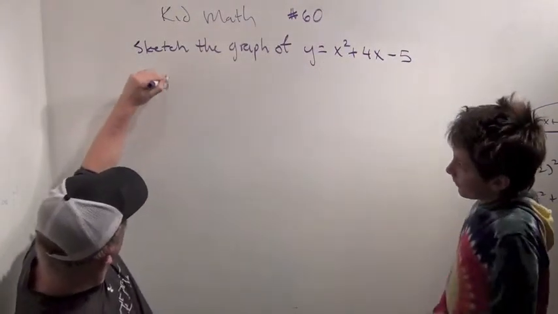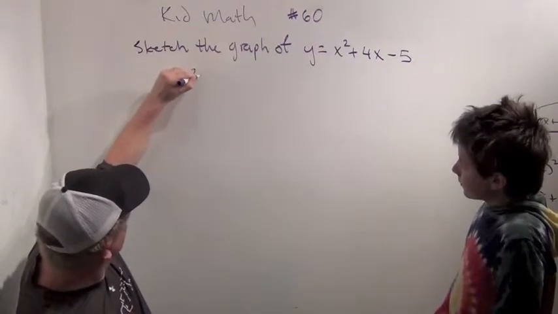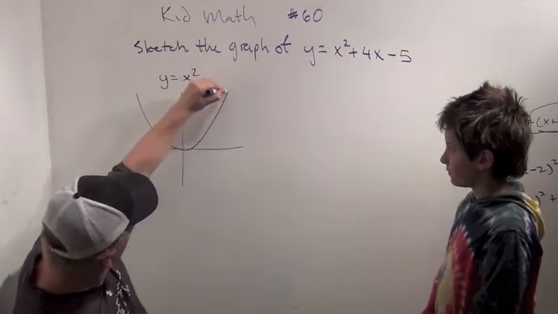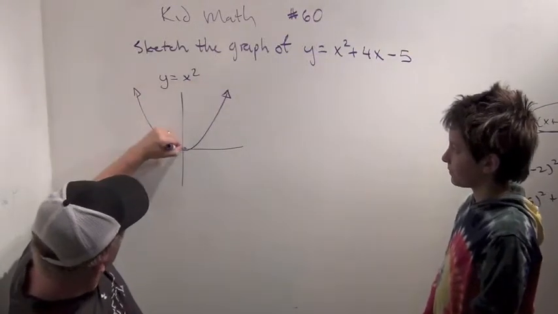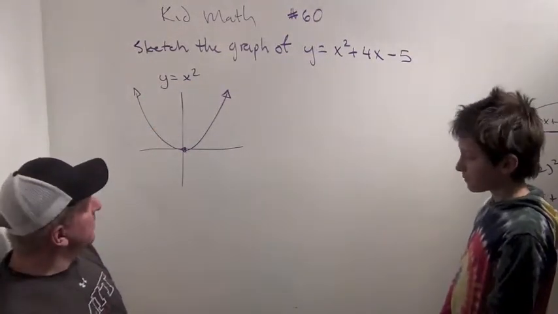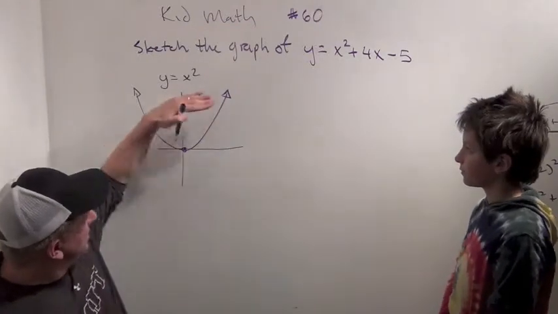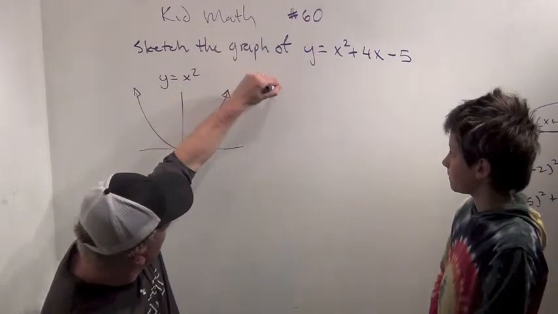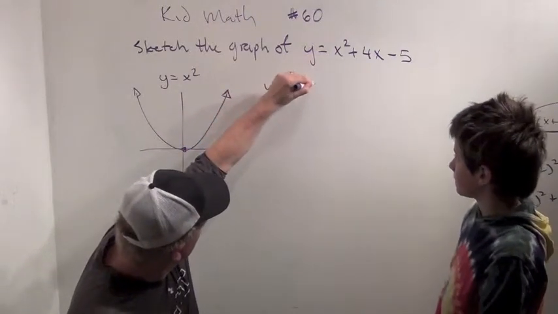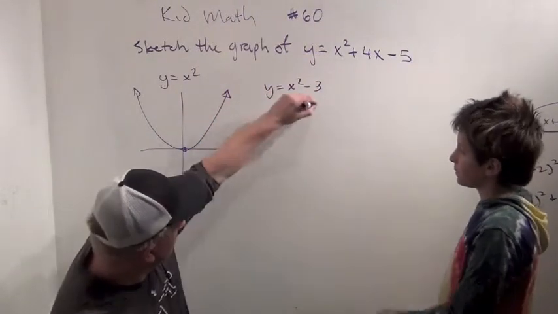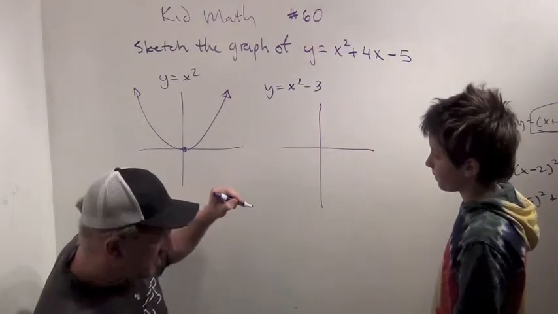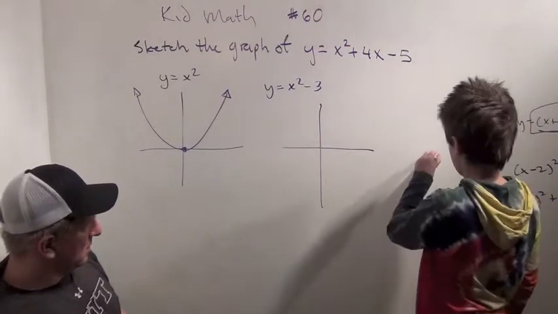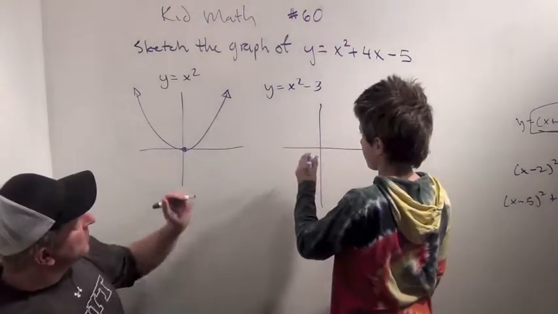So we've already learned in the last couple of days how to graph the simple equation y equals x squared. It sort of looks like that. Its vertex is there, right? And then we talked about two modifications to this. One would be something very simple like y equals x squared minus 3. Grab a different color marker. What's x squared minus 3?